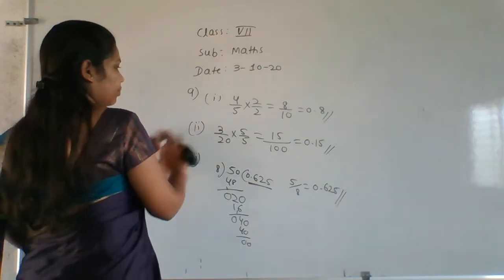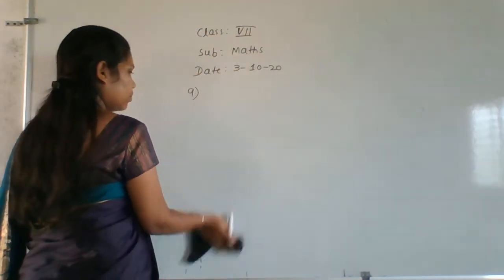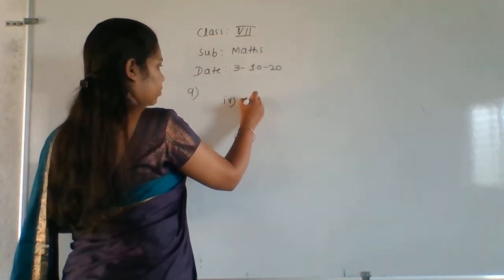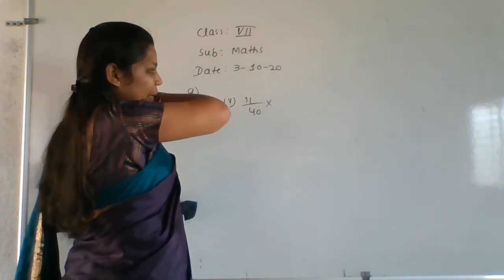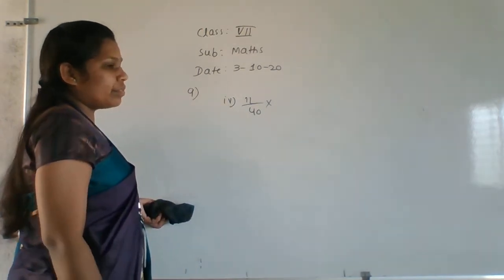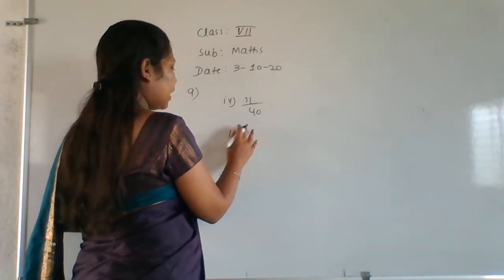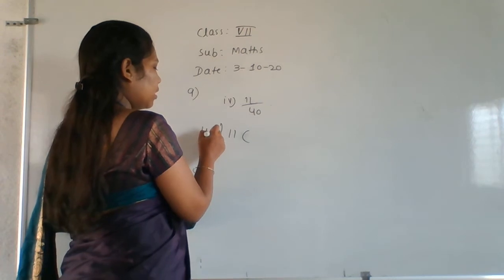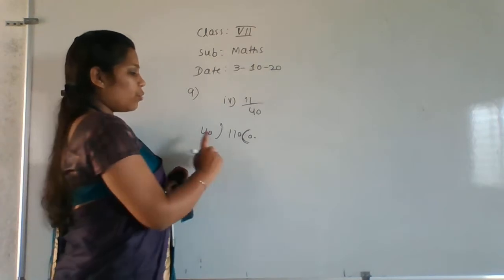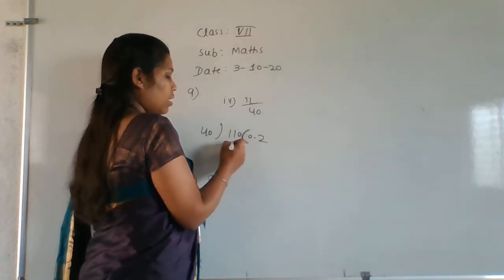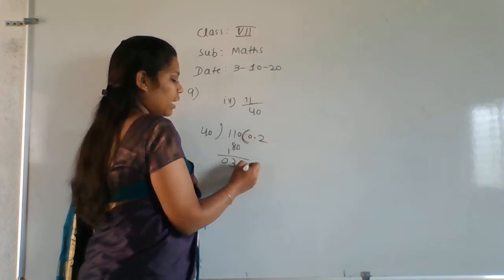11 by 40. The fourth one is 11 by 40. So can we get 100 if we multiply by anything? No, right? We can't get it. So just for that, again do the division only. 40, and take a point here, 0. Put a point and take a 0. 40 2s are 80. 0. 11 minus 8 is 3.